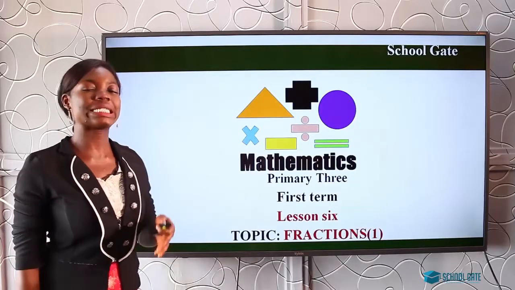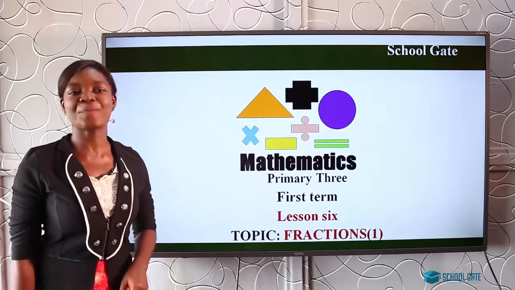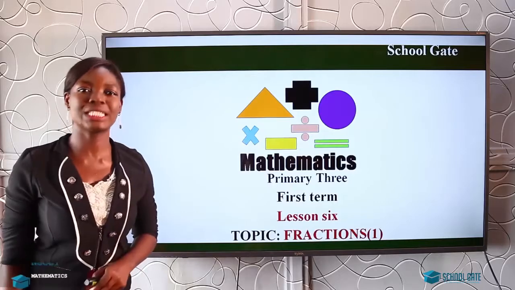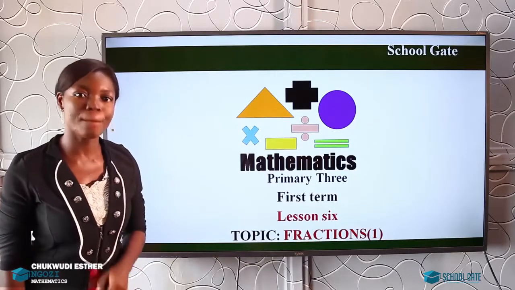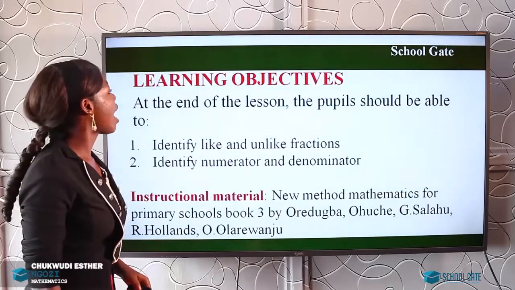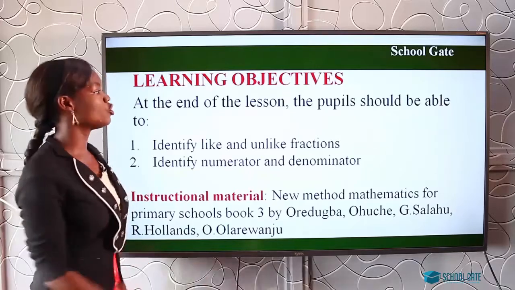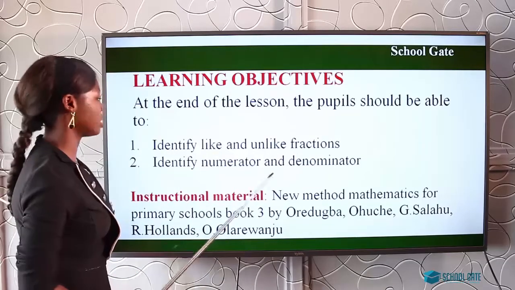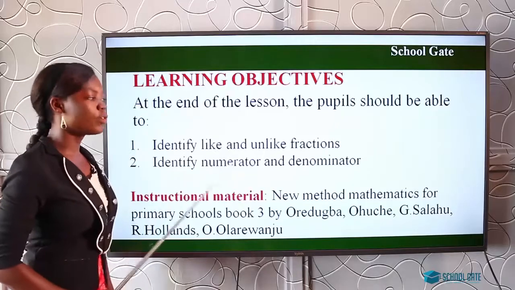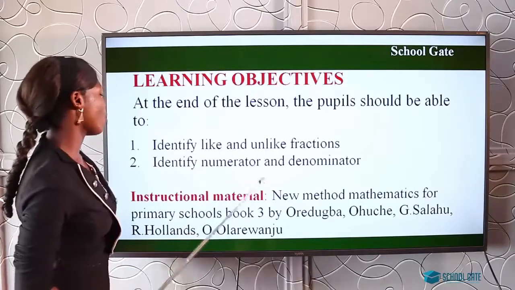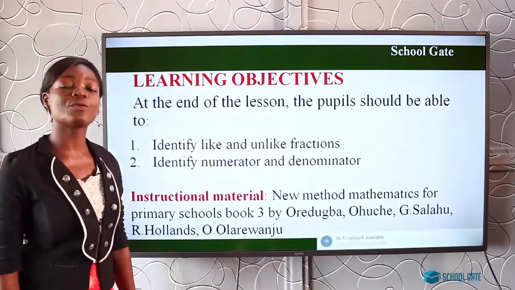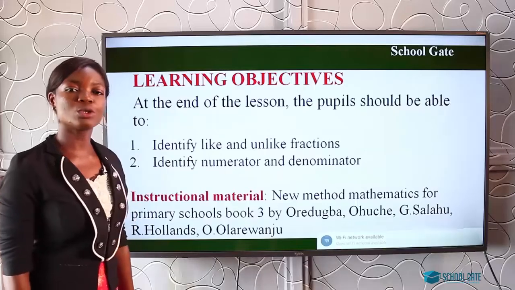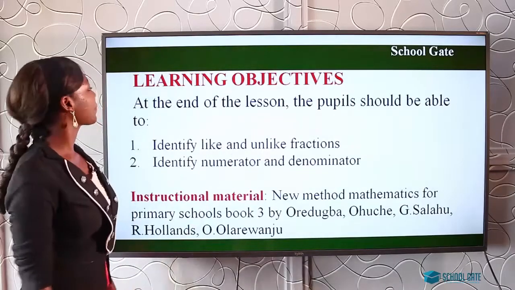We'll be moving to lesson 6 and a new topic, and the topic is fractions. Fractions of numbers, okay? Our learning objectives: at the end of the lesson, you should be able to identify like and unlike fractions, and identify numerator and denominator. The instructional material will be New Method Mathematics for Primary School's Book 3.